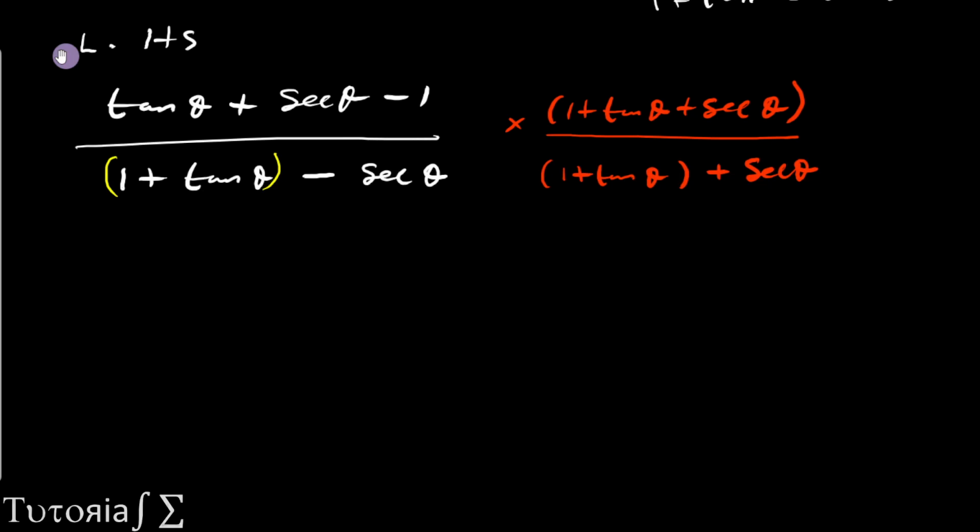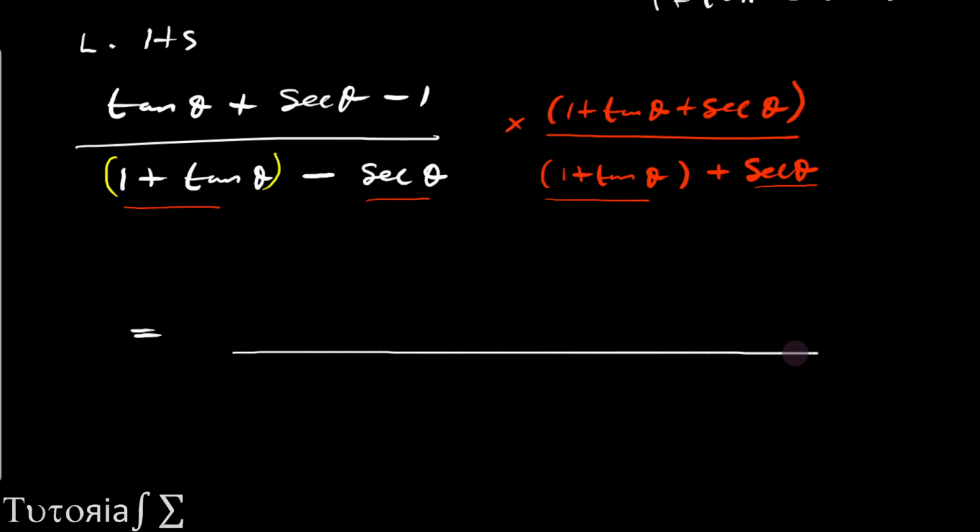So this is a difference of two squares. Remember, this is our A, this is our B, and that is our B. So this will be equal to, on the denominator, we're going to have 1 plus tan theta squared minus sec squared theta.